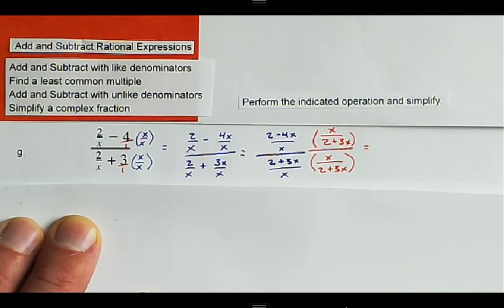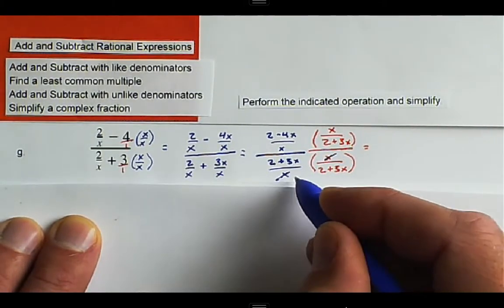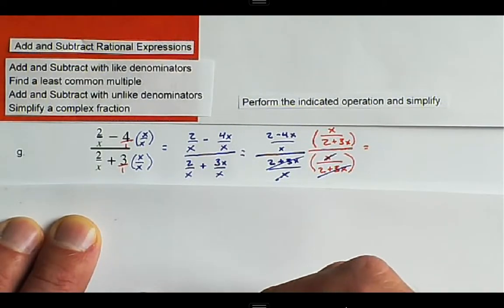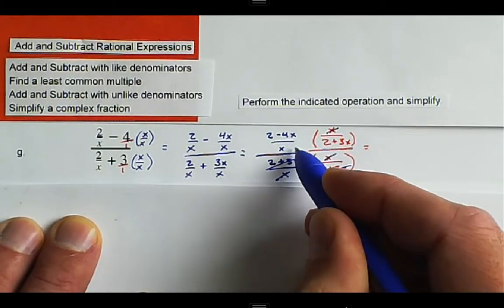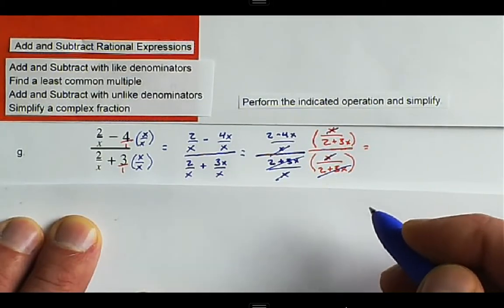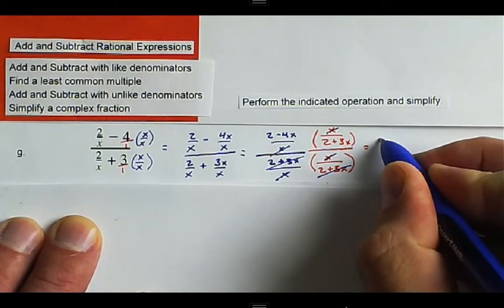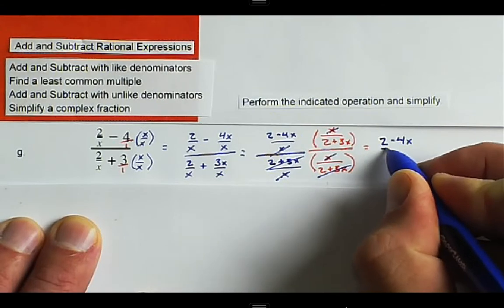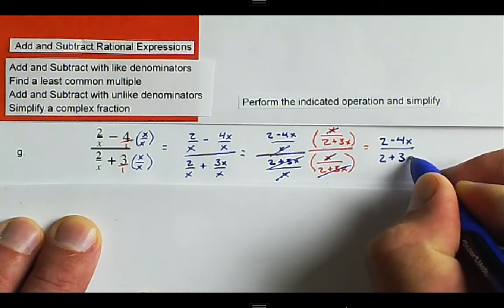So the reason that we did that is because our x is going to cancel our x, and our 2 plus 3x is going to cancel our 2 plus 3x. And even in the numerator, we have an x and then we have an x, so all that stuff cancels out. And so what we're going to be left with is 2 minus 4x over 2 plus 3x.